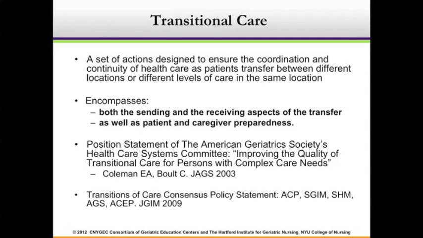The keys are that this encompasses both sending and receiving information about the transfer, and it's not just the patient, right? And everything that we do in geriatrics and as well with complex care planning needs are the patient and caregivers, whoever that may be, involved with the patient being prepared. There are some references on the slide you'll see from position statements from the American Geriatric Society for further information, and there's a consensus policy statement on transitions of care from most of the large major national organizations involved in healthcare for older adults.